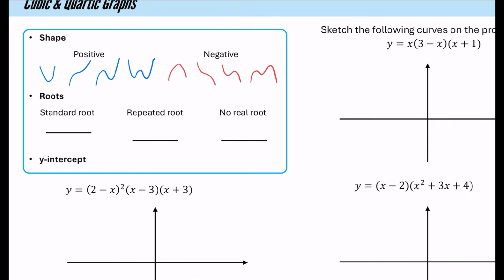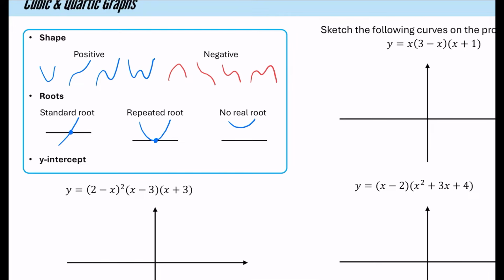So for roots, these black lines that we've got here are representing the axes. We know that when you have a root, it literally represents the curve crossing a particular part of the axis. If we have a repeated root, it means the curve is going to come down to the axis, just skim it, and then go back up again. So that's what a repeated root would look like. And if there is no real root, it just means it's not going to be touching the axis at that point.